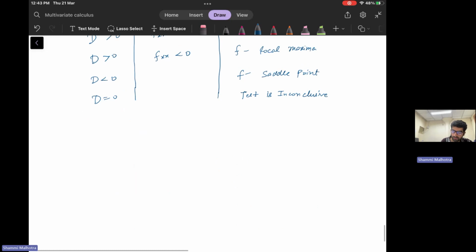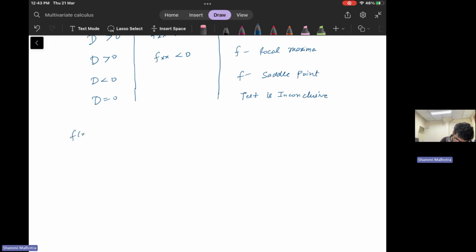So let us first find the critical points. My f(x, y) is (x minus y) whole square.